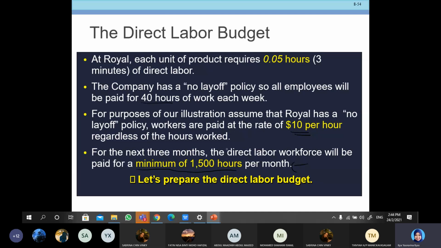If your workers work more than 1,500, of course we will pay based on the time that they work more than 1,500. Let's say 2,000 hours, so you will pay 2,000 hours. Okay, so that is how the minimum hours work.